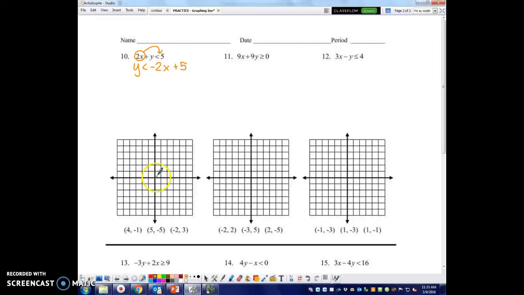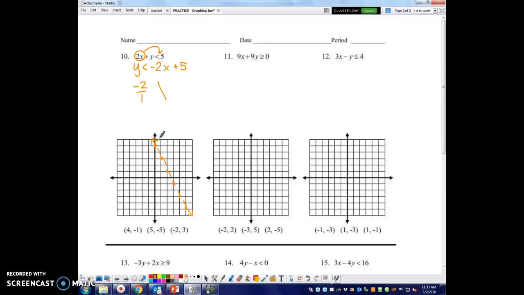The y-intercept is 5. 1, 2, 3, 4, 5. Our slope here is negative 2 over 1, which means it goes down. So down 2 over 1, down 2 over 1, and keep going. Is this solid or dotted? Dotted, because there's no line underneath.